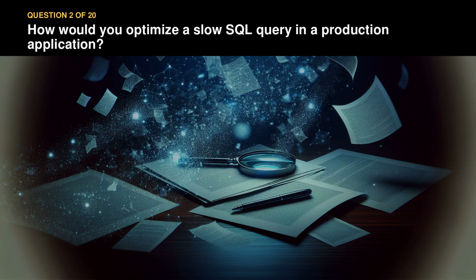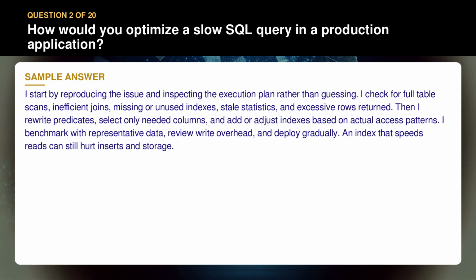Question 2. How would you optimize a slow SQL query in a production application? I start by reproducing the issue and inspecting the execution plan rather than guessing. I check for full table scans, inefficient joins, missing or unused indexes, stale statistics, and excessive rows returned. Then I rewrite predicates, select only needed columns, and add or adjust indexes based on actual access patterns.